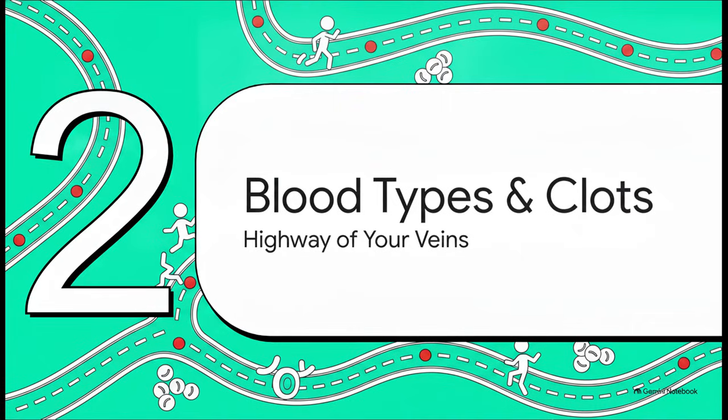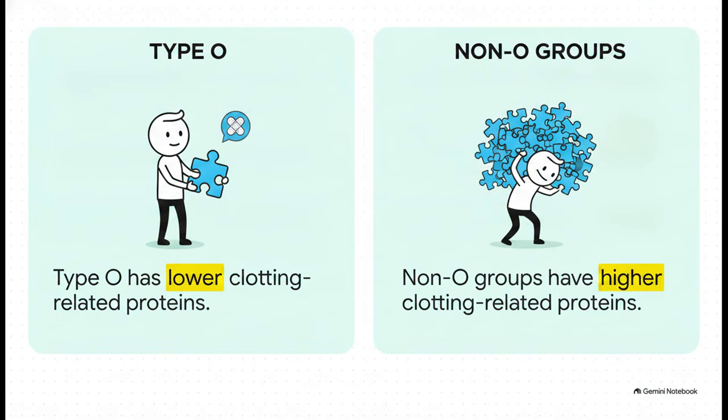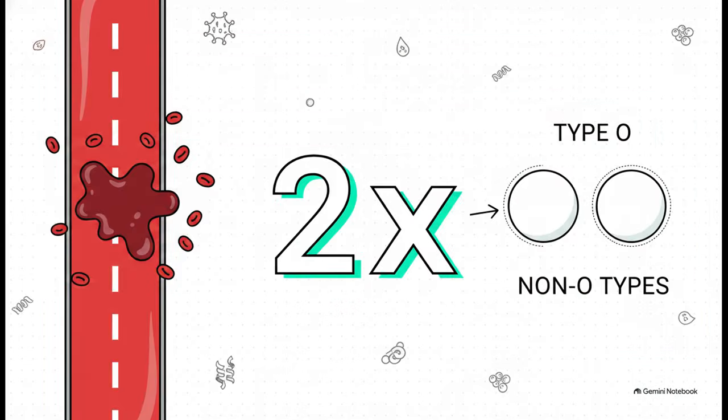Moving right along to our next section, blood types and clots, the highway of your veins. So type O is often called the simplest pattern because, like we said, it lacks those A and B antigens. But that comes with biological trade-offs. People with type O blood actually tend to have lower levels of certain clotting-related proteins, specifically a rather unpronounceable one called the von Willebrand factor. Basically, this means a lower average tendency towards certain blood clots, but on the flip side, sometimes a slightly greater tendency to bleed. Conversely, the non-O blood groups, that's A, B, and AB, carry higher average levels of these sticky, clot-forming proteins.